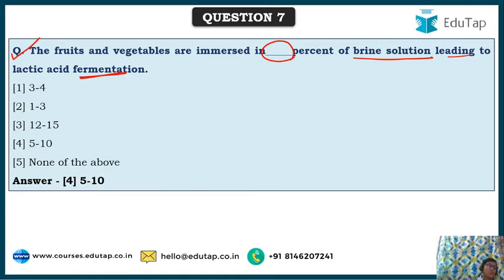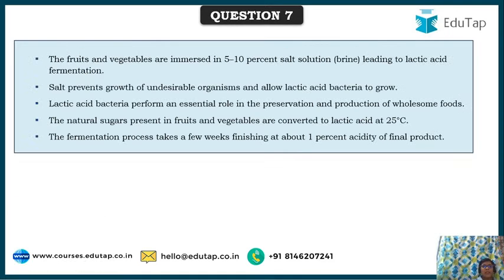Okay, let's see the answer. It's 5 to 10%. A 5 to 10% salt solution, that is brine solution, leads to lactic acid fermentation, and salt also prevents the growth of undesirable organisms and allows the lactic bacteria to grow. And this lactic acid bacteria performs a very essential role in the preservation and production of wholesome foods.